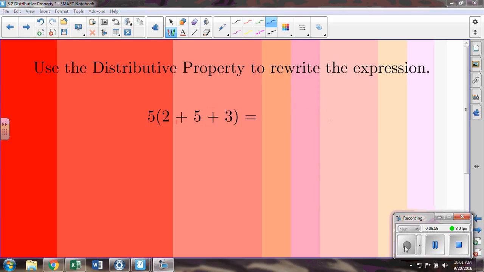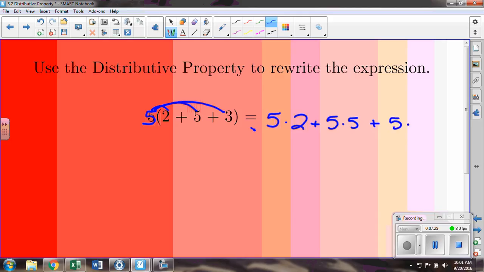Moreover, it doesn't matter how many pieces you have inside the parentheses. For this example, there are 3 numbers written on the inside of the parentheses. That doesn't change the distributive property. Our outside number will be multiplied by every single piece. 5 multiplied by 2, we'll write out, plus 5 multiplied by 5, plus 5 multiplied by 3, keeping all 3 chunks. The outside number is multiplied across every single piece on the inside, all of them.